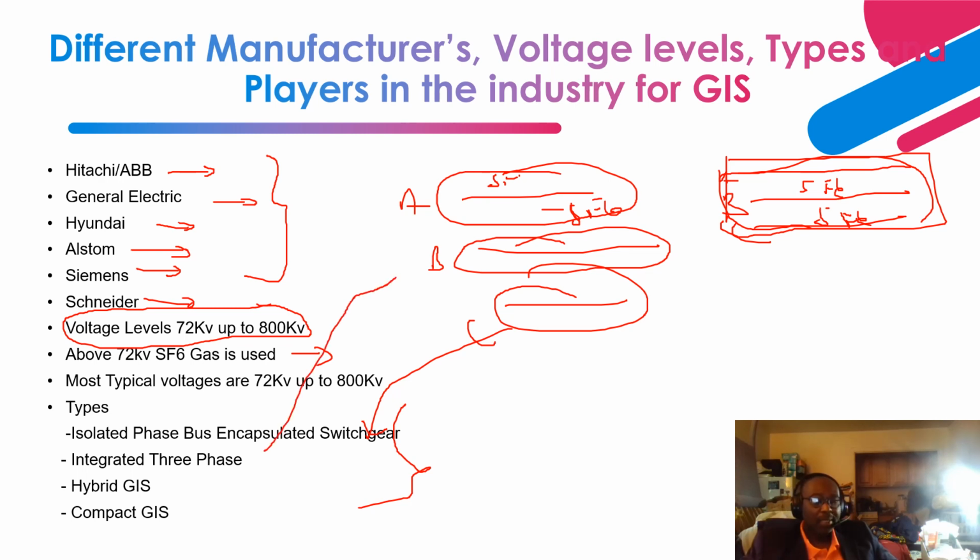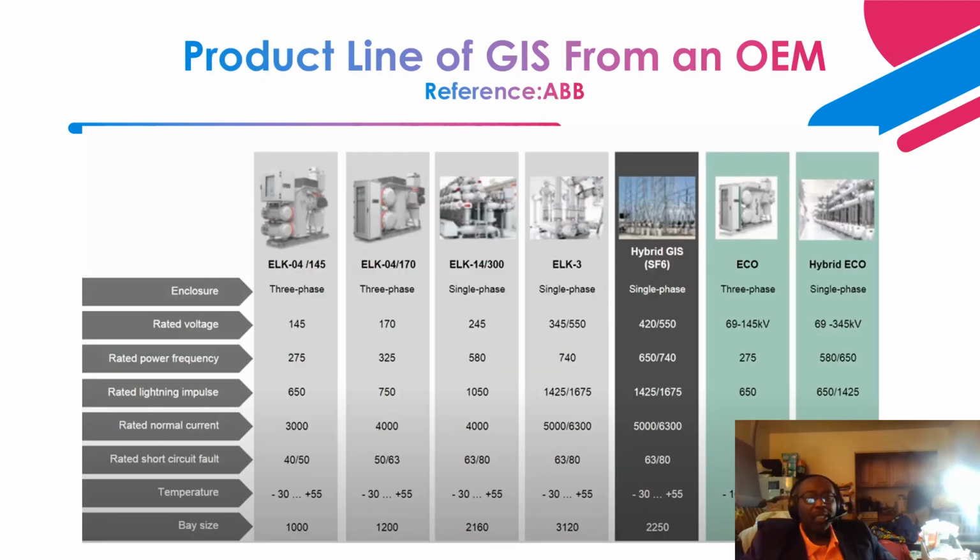So next one is the hybrid gas insulated switchgear. Basically, hybrid is a combination of the isolated phase bus and integrated three phase. Next is the compacted GIS, and we'll see pictures of these product lines. Next slide is basically a typical product line of a GIS from an OEM.